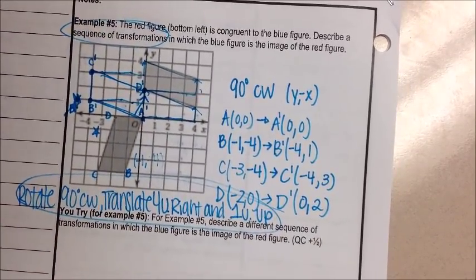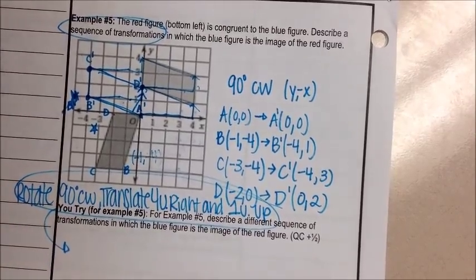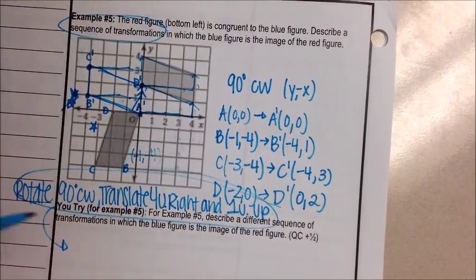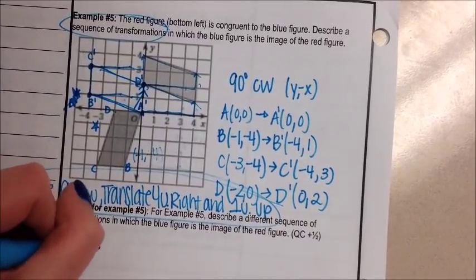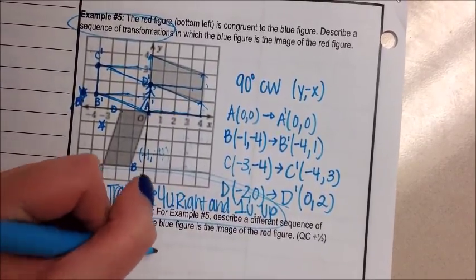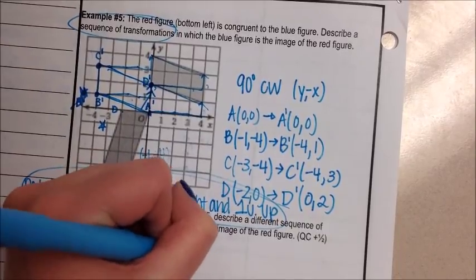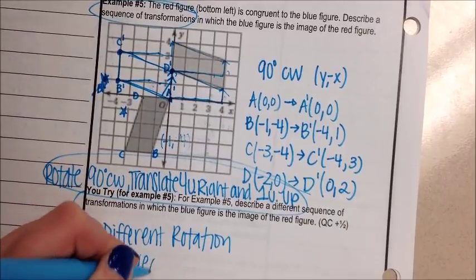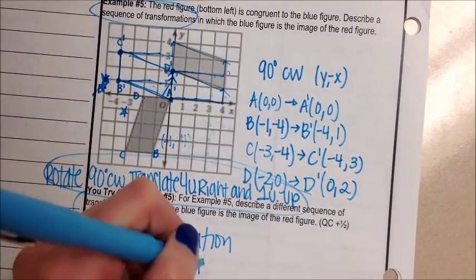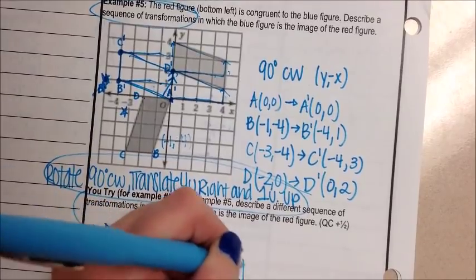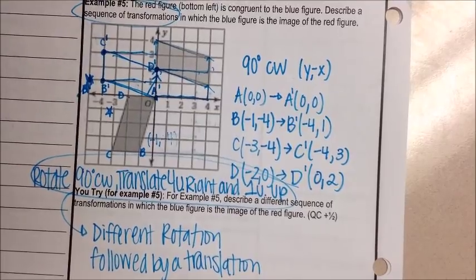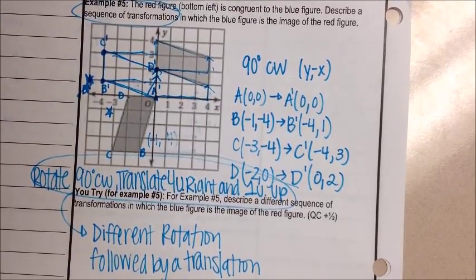In your you try, you're going to describe a different sequence of transformations. So you need to use a different rotation. I'm going to tell you it's going to be a rotation followed by a translation. So see if you can rotate it the opposite direction and still get it into that same spot.